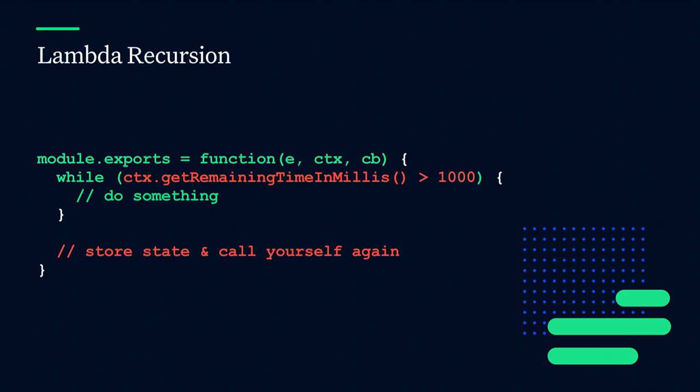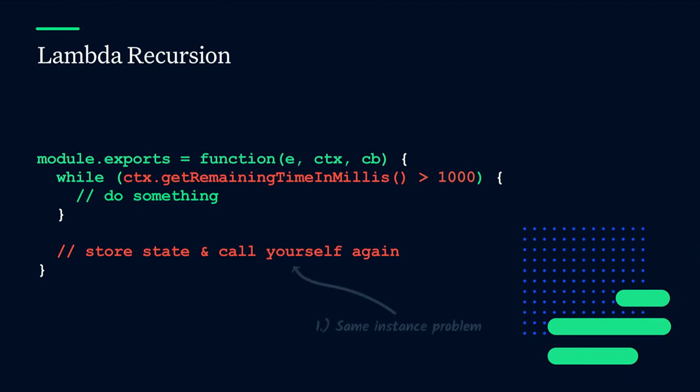And this could look like this. So you have your function and you're doing certain stuff. And if you're processing certain issues, you might check how much time is actually left for my function. And if I don't have enough time left anymore, I just store my state and call myself again. But there are two problems arising here.